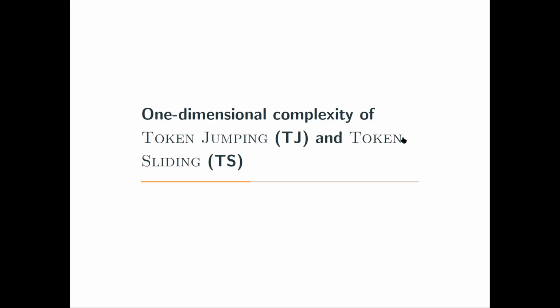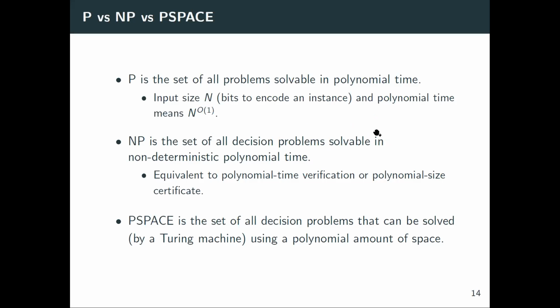All right, so let's start talking about token jumping, token sliding, and a little bit about classical complexity. So I know everybody here knows about P and NP, so I'm not going to talk about this. Some of you might not be familiar with the PSPACE class. So just a quick note, that's as much as you will need to know for this talk, is that PSPACE is the set of all decision problems that can be solved using a polynomial amount of space. And the reason why I mentioned this class is because many reconfiguration problems actually are PSPACE-complete.